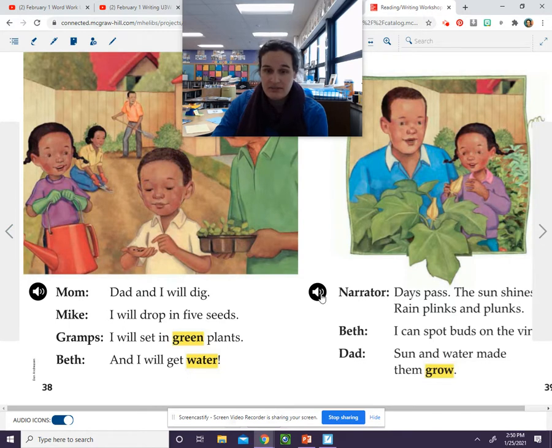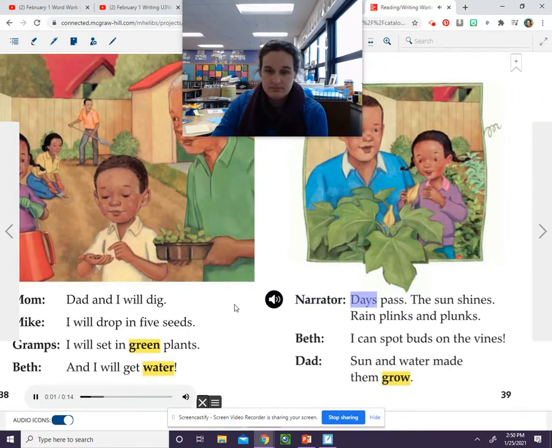Narrator, days pass, the sun shines, rain plinks and plunks. Beth, I can spot buds on the vines. Dad, sun and water made them grow.